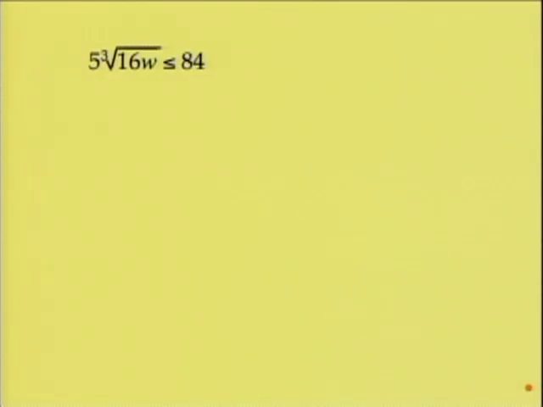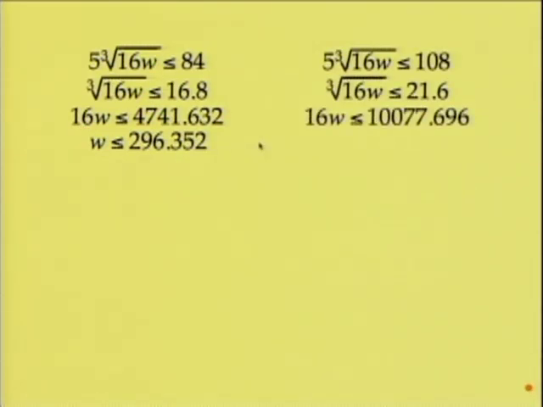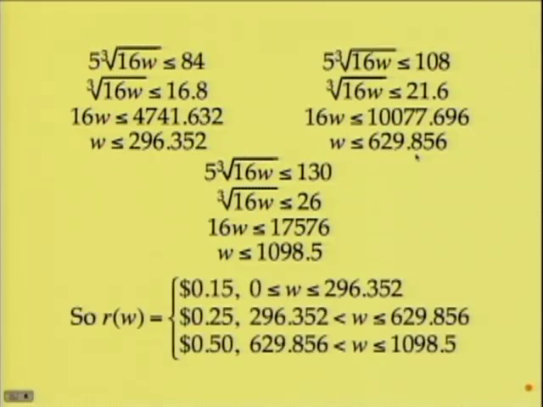Okay, let's go back. I would need to solve this inequality for W. So I'd divide both sides by 5. I would cube both sides, get this kind of ugly number, and then divide by 16. So that's the right-hand side of my first inequality. And then really you just do that with all of these. The other is bounded by 108, the other one's bounded by 130, so you can get these bounds on W. And I only did one side because these are repeated, okay?